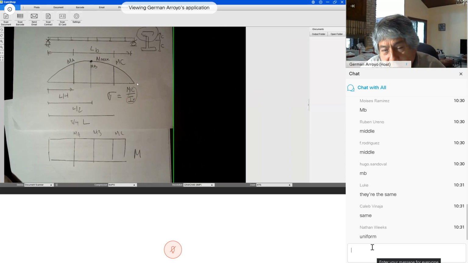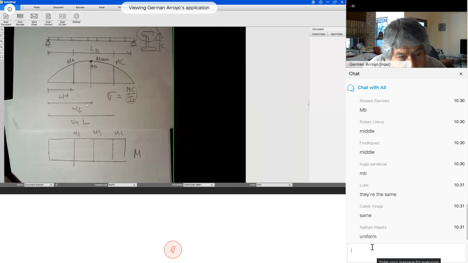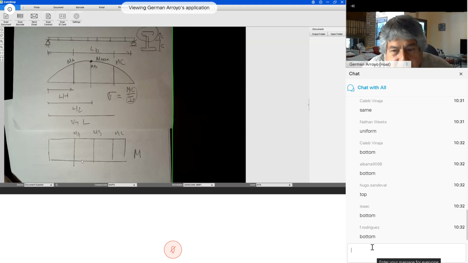So which one is critical? Which one has more stress? This condition with this moment diagram or this condition with this moment diagram? Which one is highly stressed? This one or this one in here? Top or bottom? The bottom, because everywhere we had the maximum stress, everywhere we had the same stress.